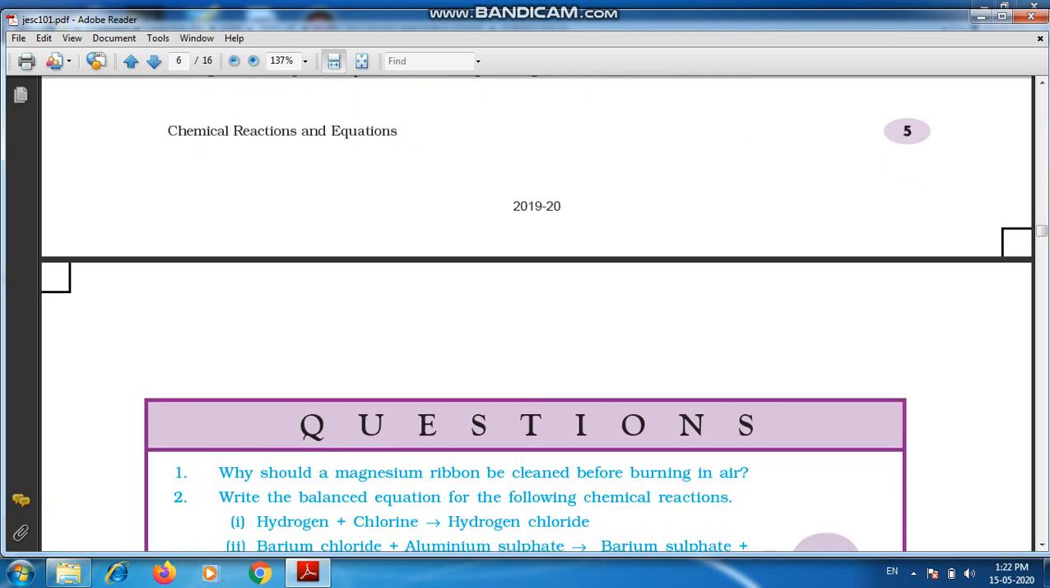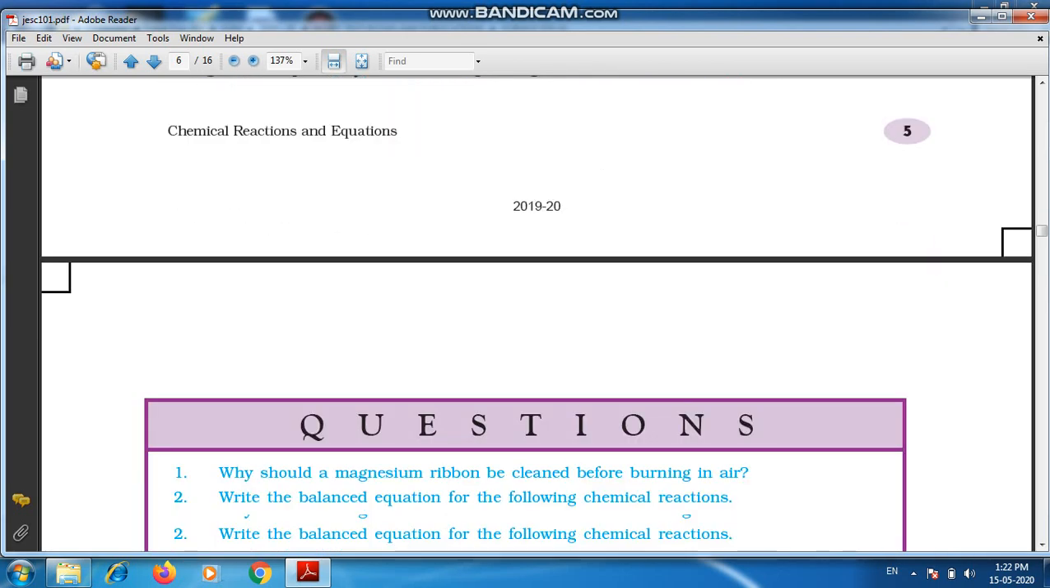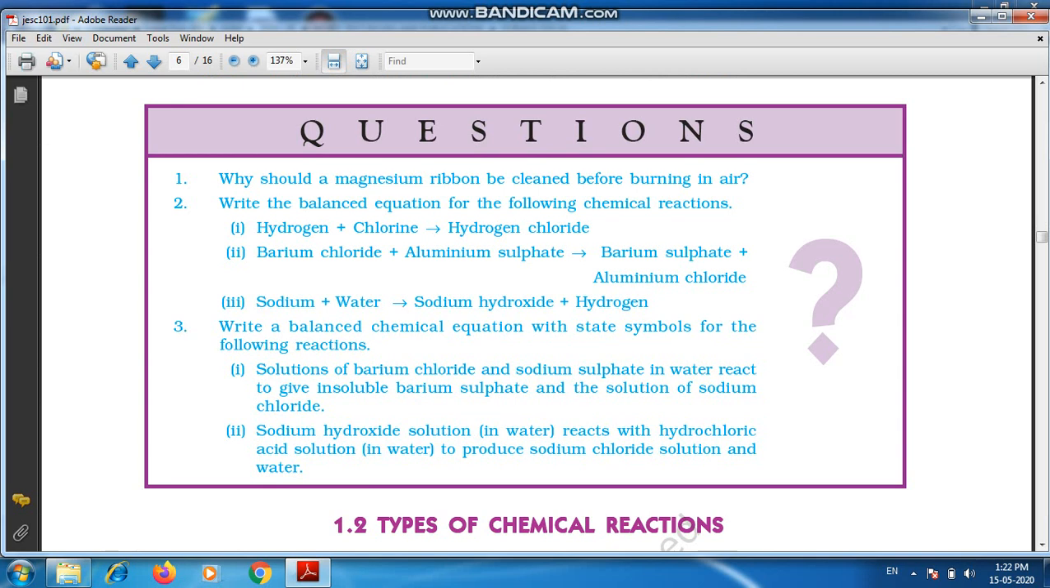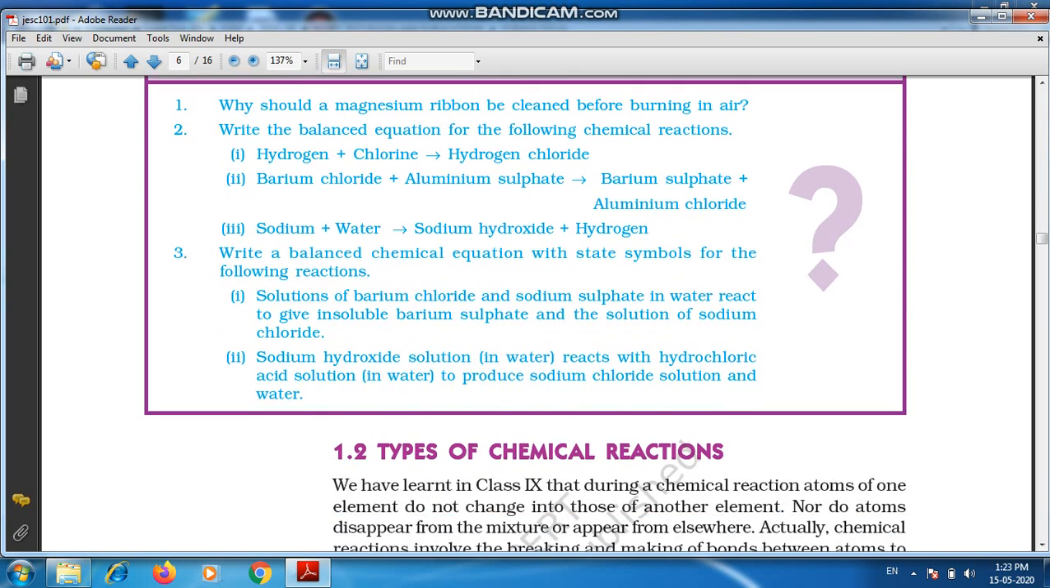Other such chemical equations we'll study in my next session. We have some questions from the text. Why should a magnesium ribbon be cleaned before burning in the air? Because we need to remove the impurities from it. Now these are the balanced equations you have to write: hydrogen plus chlorine, you will get hydrogen chloride. So try to write these reactions and we'll see them in the next video.